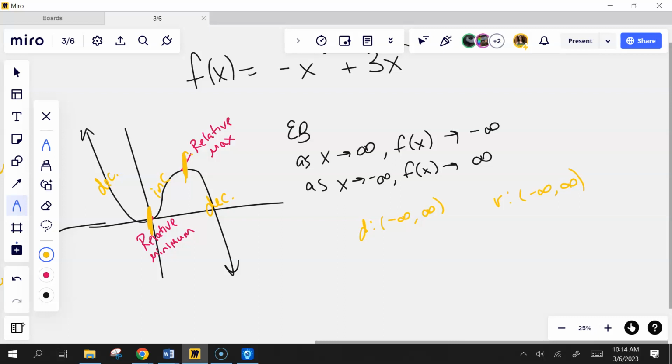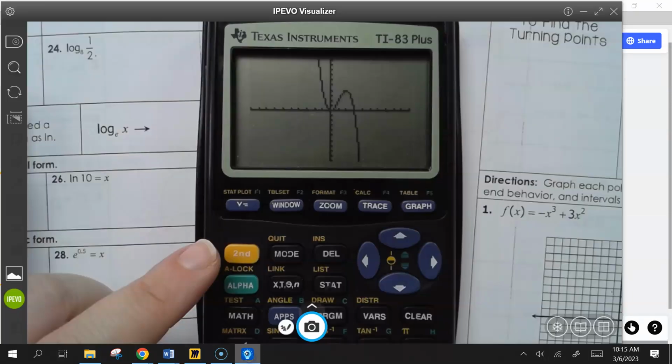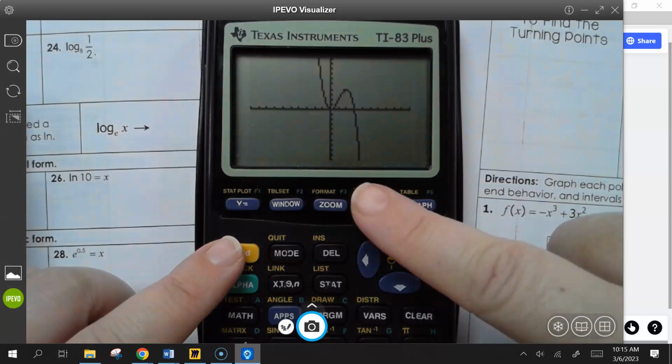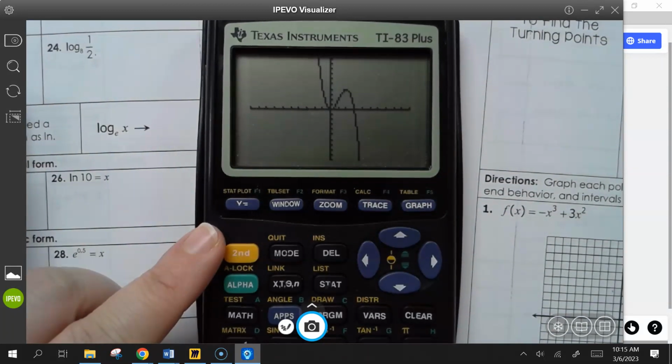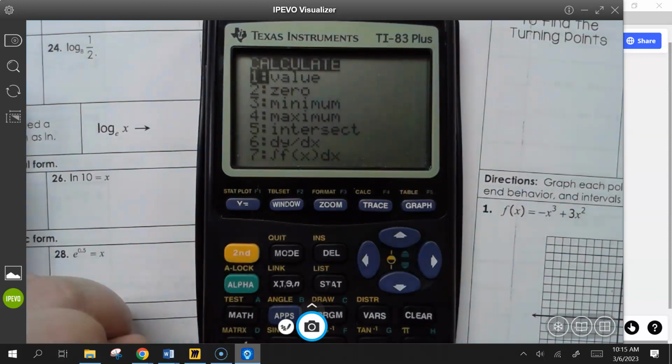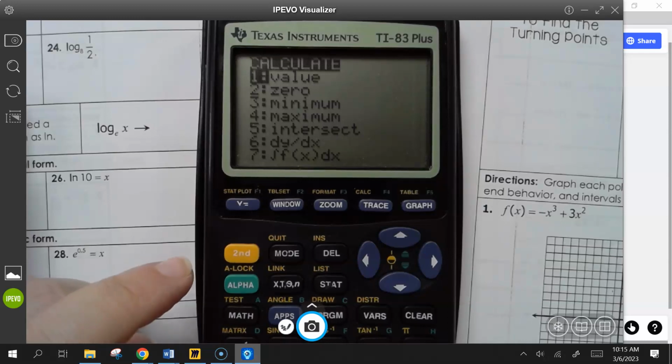All right, let's calculate it. First thing I'm going to focus on is this point right here. So take out your calculator, back out. I am going to hit second trace. If you are not good at following directions, you need to write this down, okay? If you need to go back and look or anything of the sort. Second trace. What is it I'm trying to find? A minimum. So select minimum. That's option number 3. And hit enter.